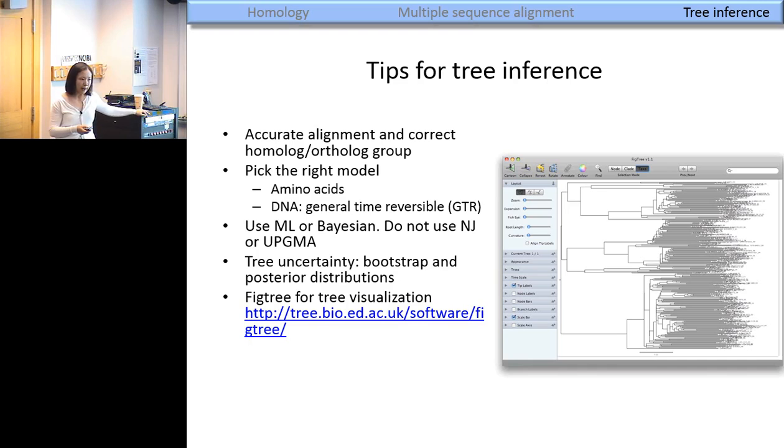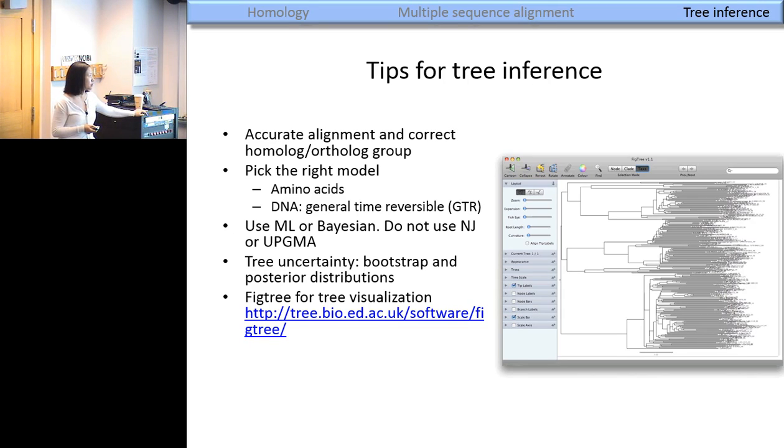And sometimes after you get the tree, then you get your correct ortholog group, and then you reduce to the subtree, a smaller set of orthologs, then you redo the whole process to refine your homolog group and the focal clade of your gene family.